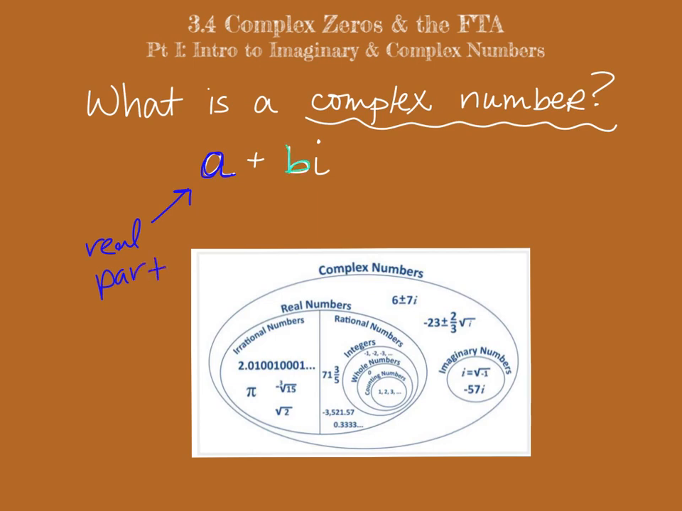And the bi, that's the imaginary part. If you're ever doing any computations with complex numbers, a number that contains both a real and an imaginary part, you want to make sure that you write the real part first and the imaginary part second, just like these are written here.